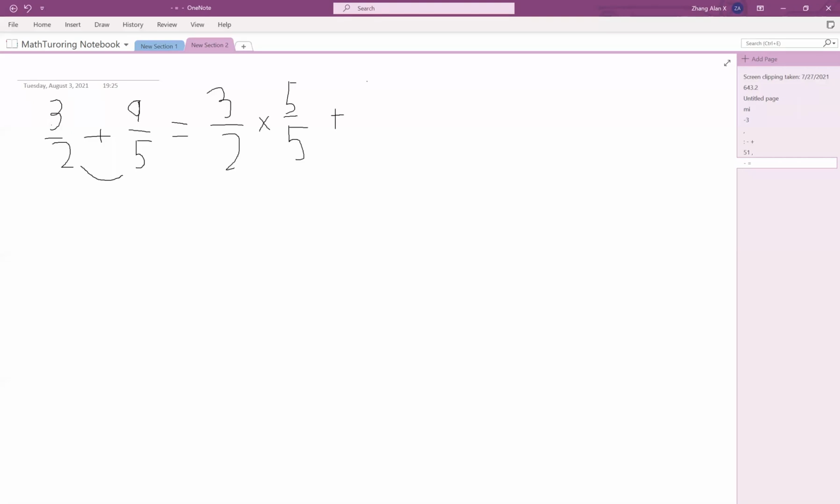Plus 9 times 2 over 2 times 5. We get 15 over 10 plus 18 over 10.